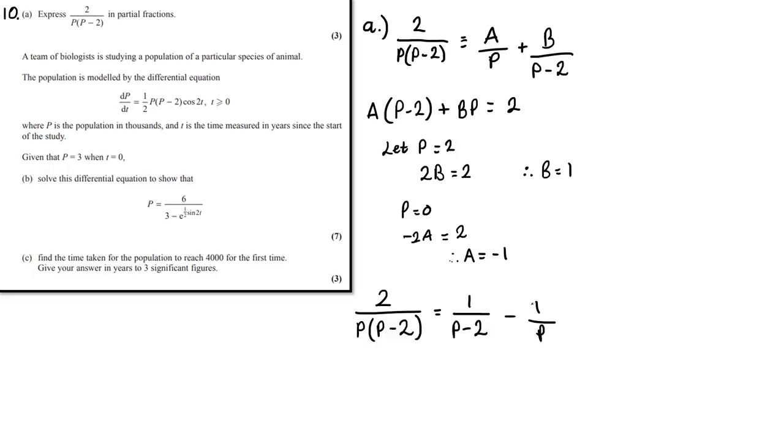There's nothing wrong if you do put minus 1 over p plus 1 over p minus 2, but this is a nicer way of presenting the answer, but you wouldn't be penalised for presenting it in the original way as well. Okay, so that gets us the first 3 marks there.